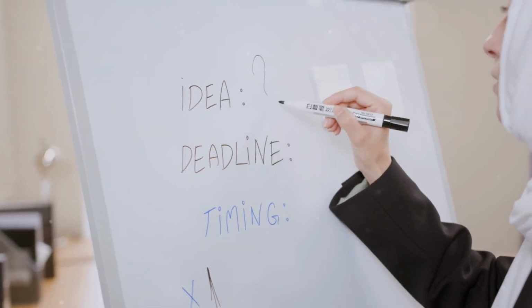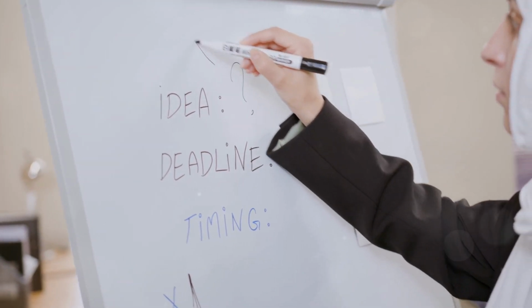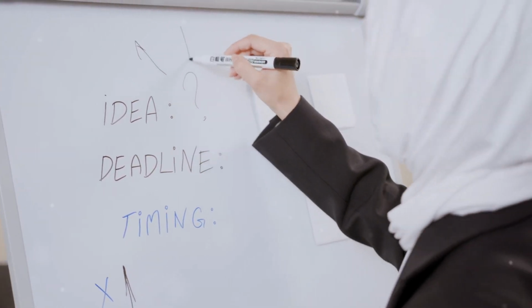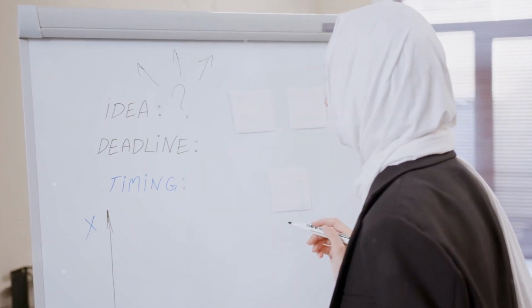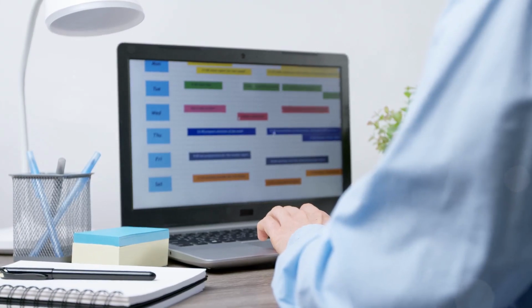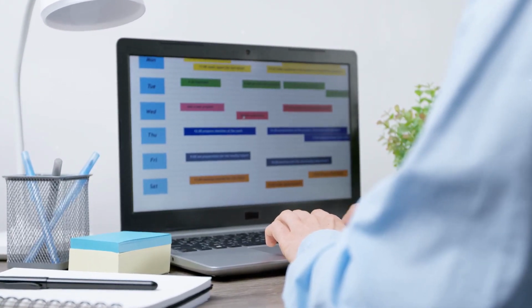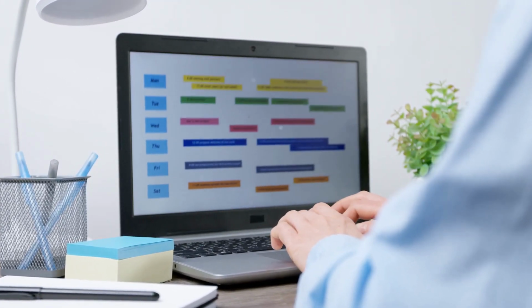Finally, we need to develop a realistic timeline for each phase of the research, from planning and data collection to analysis and dissemination of findings. A well-structured timeline keeps the project on track and ensures that resources are used efficiently.